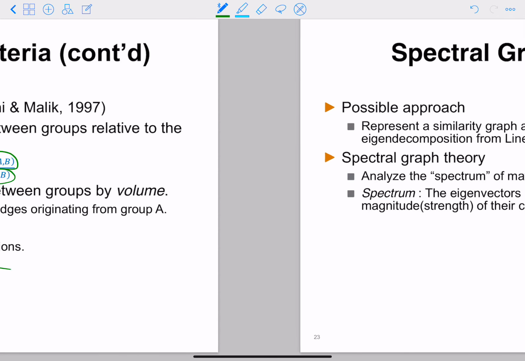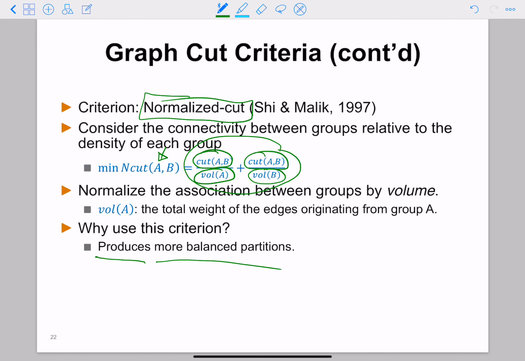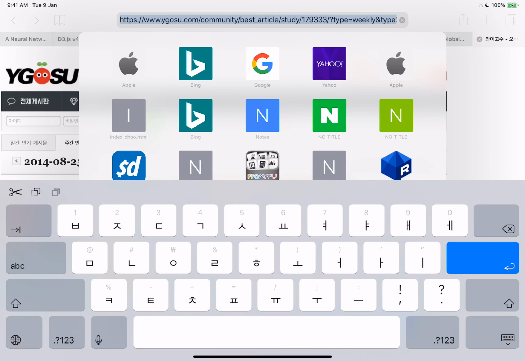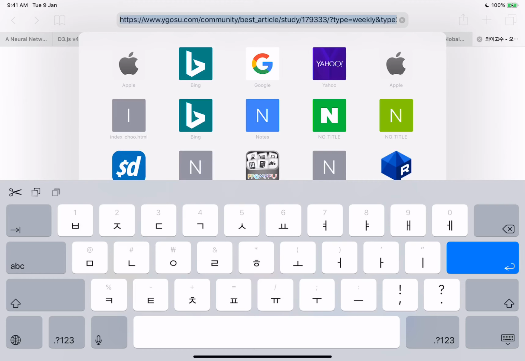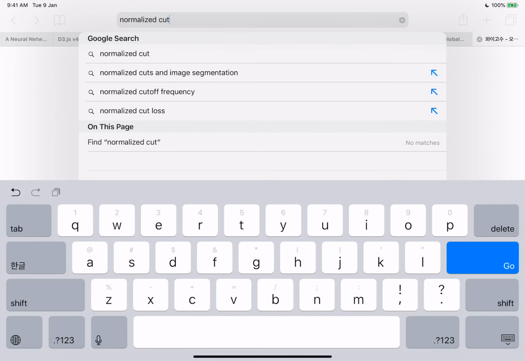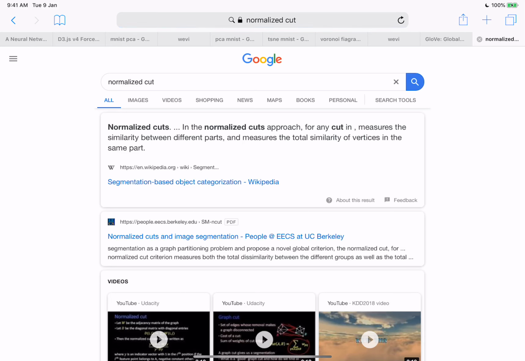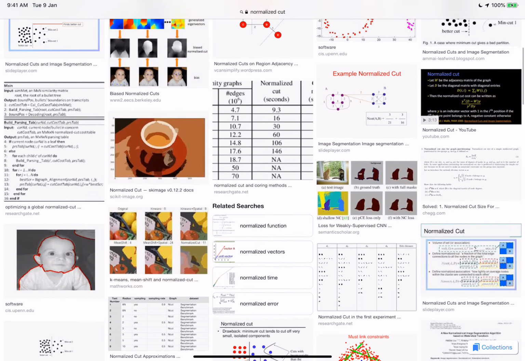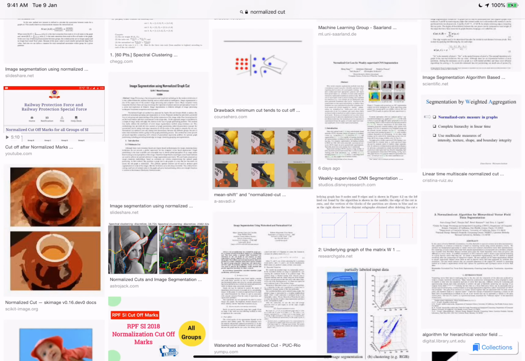And the actual algorithm to minimize this normalized cut is based on some of the eigen decomposition and something called spectral theory or spectral graph theory. But yeah, let me first show you the example of this normalized cut. So the main application of this normalized cut algorithm was image segmentation.